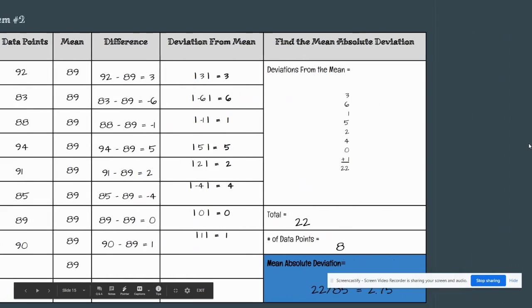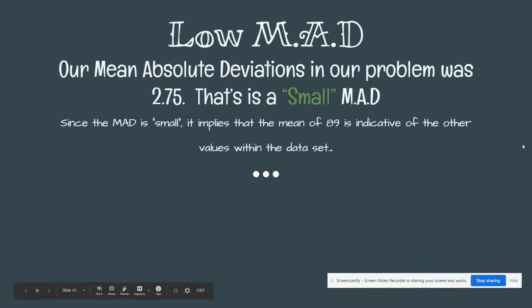So that tells me this deviation is small. This is a good measure of central tendencies. And we know that when a MAD is small, it implies that the mean of 89 that we solved in the first step is a good indicator of the rest of the values. So what exactly does that mean?